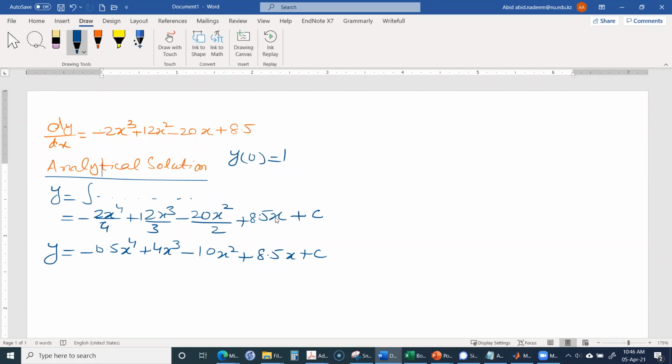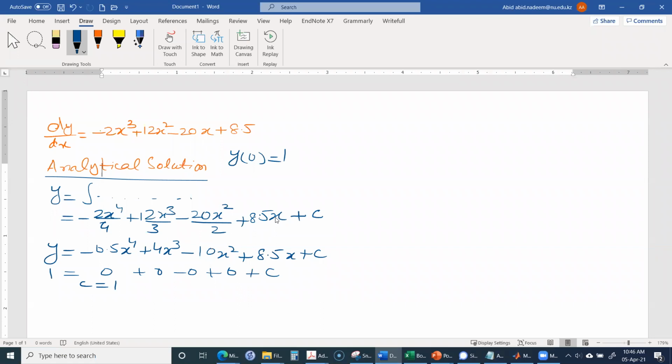So which means that y is equal to 1, and then all these values are 0 plus c. So c is equal to 1. So the value of c will be equal to 1. So this will give us the solution as 0 minus 0.5x^4 plus 4x^3 minus 10x^2 plus 8.5x plus 1. Okay, so this will give us the solution. So this is the numerical solution.